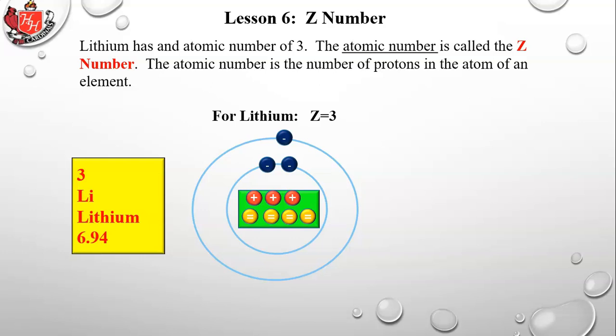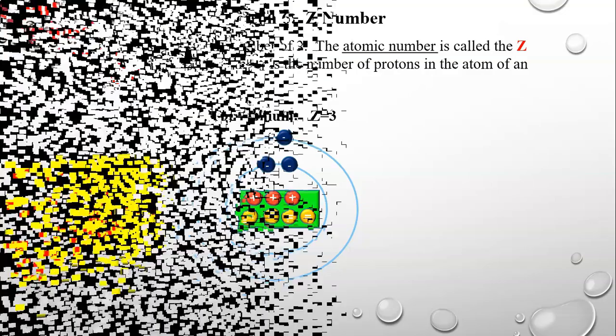And then 6.94 is the atomic mass. That's the average mass of all the different isotopes of lithium. They average out to 6.94. So we see it has a Z number of 3. That's the atomic number at the top there.